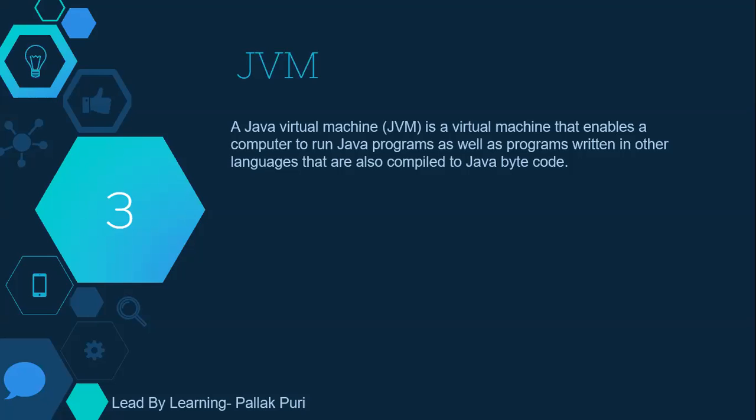JVM then reads the third line and executes it, and so on for all the lines present in the program. So JVM is responsible for running a Java program line by line. That is why JVM is called an interpreter or compiler. It is called an interpreter because it interprets the code line by line, and it is called a compiler because it compiles the code and checks for an exception if it exists.